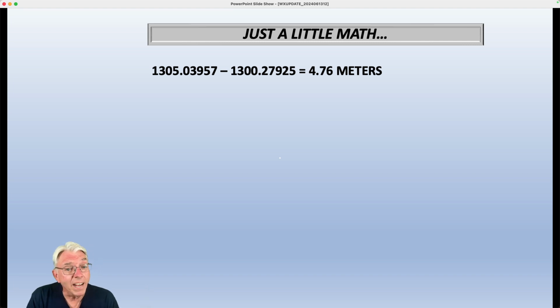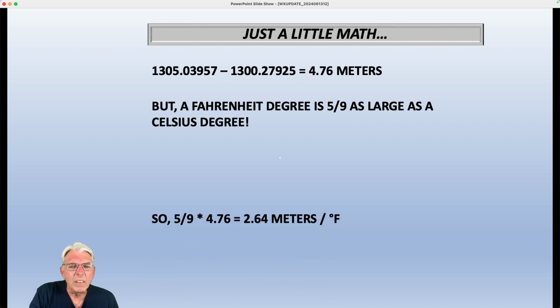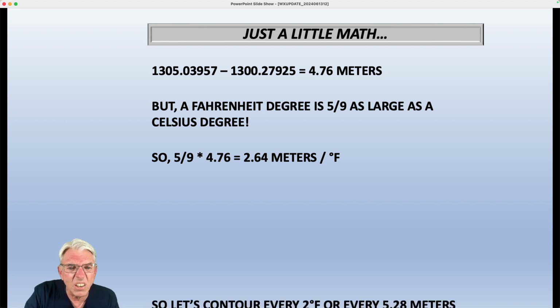But we deal with Fahrenheit here in the United States, don't we? Okay? And a Fahrenheit degree is 5/9 the size of a Celsius degree. So if we multiply 5/9 times 4.76, we get 2.64 meters per degree Fahrenheit, okay? And so if the thickness changes by 2.64 meters, increases by that amount, the average temperature of that layer is 1 degree Fahrenheit warmer. If it's 2.64 meters lower, then it's 1 degree Fahrenheit colder.